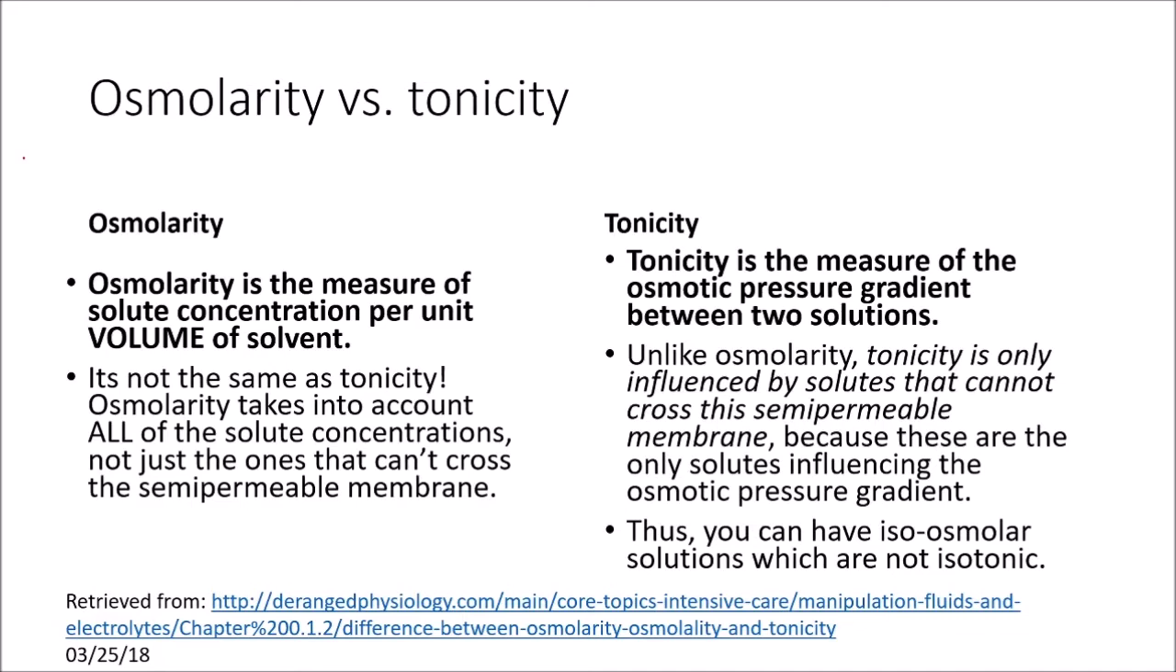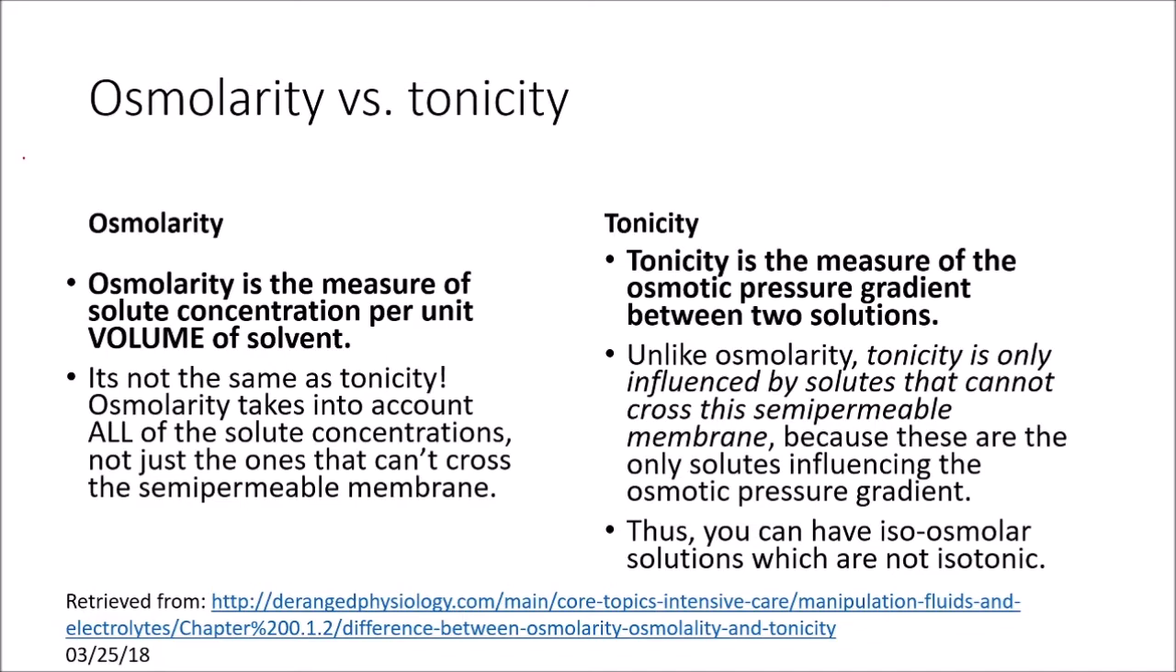So we can have an isoosmolar solution that is not isotonic, because osmolarity is taking into account even those big solutes that have to stay on one side of the membrane, whereas tonicity doesn't count those big things that are crossing the membrane. It's only counting the stuff that's not crossing the membrane.